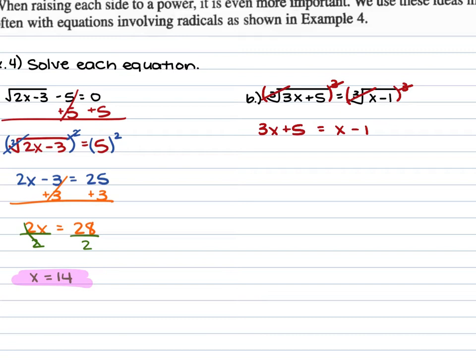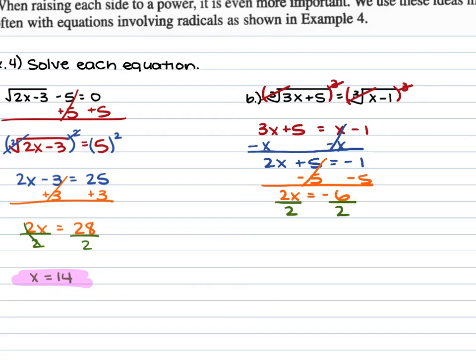Solve it like a normal equation. Subtract the x from each side. You have 2x plus 5 is equal to negative 1. Move your 5 over, subtract it from each side. You have 2x is equal to negative 6. Divide each side by the 2, and you have that x is equal to negative 3.